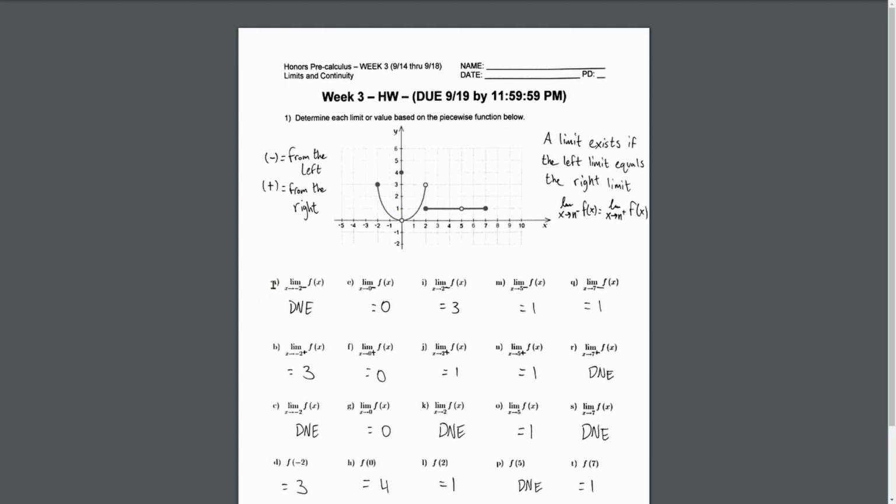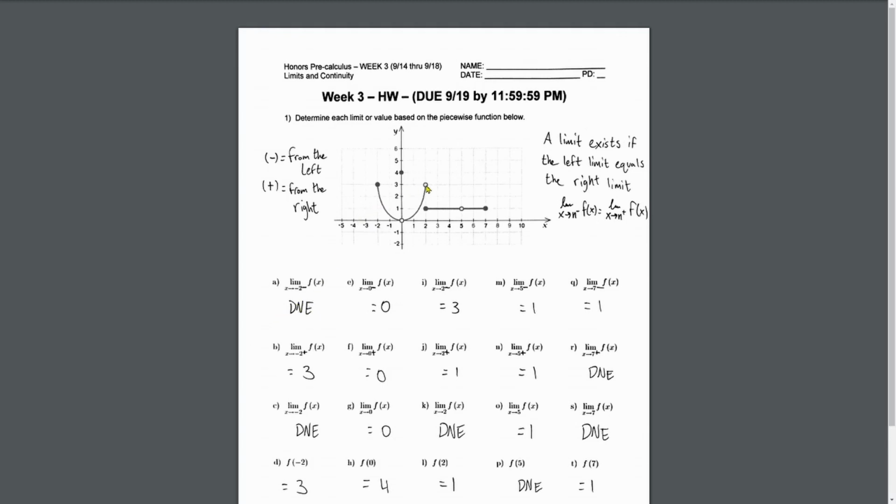So starting with A, we have the limit as x approaches -2 from the left. We have to figure out what that limit would be. So at x equals -2, we can see that from the left side of the graph, there actually aren't any y values, which means the function doesn't exist before x equals -2. So that means that this left side limit would not exist. So you can write DNE for does not exist.